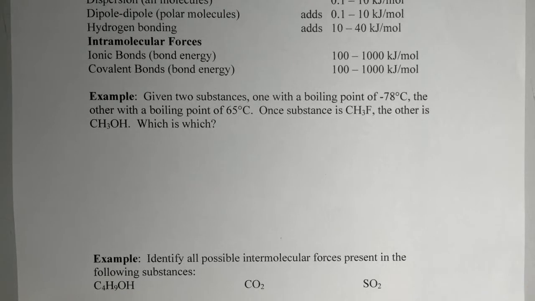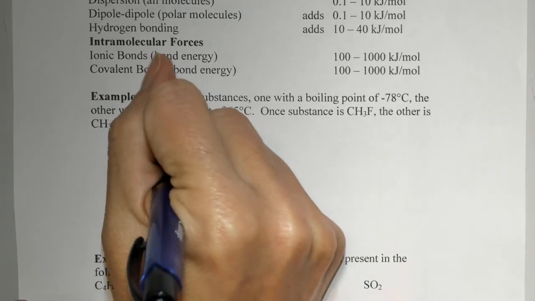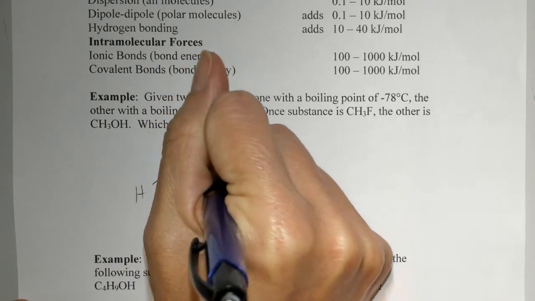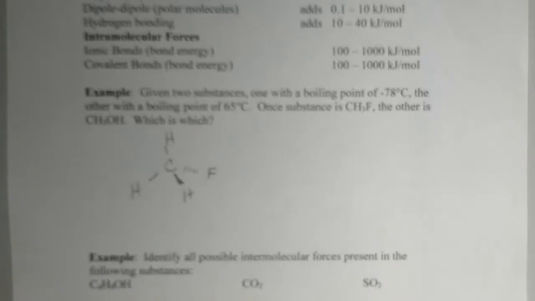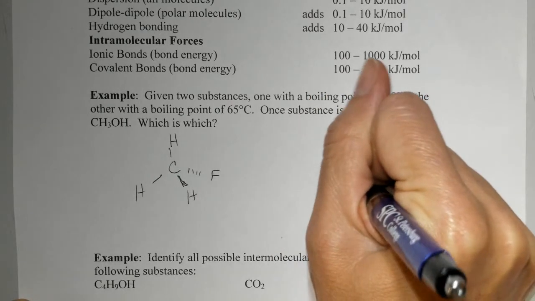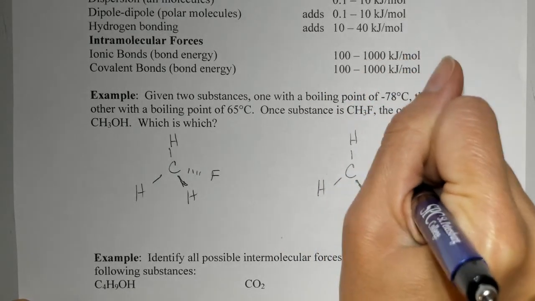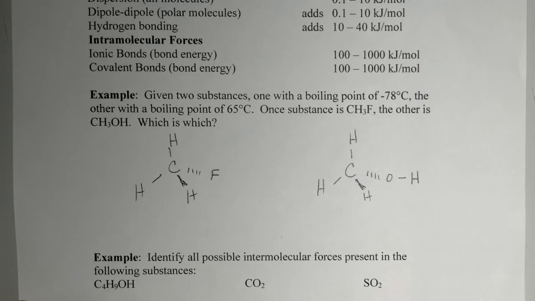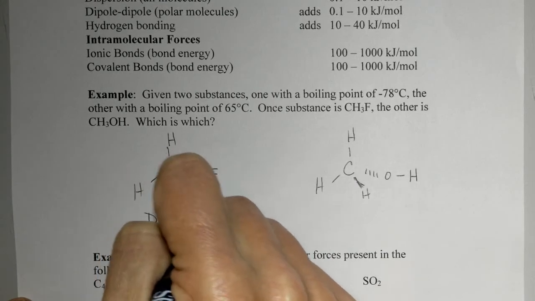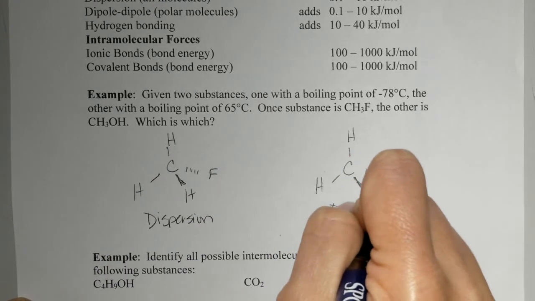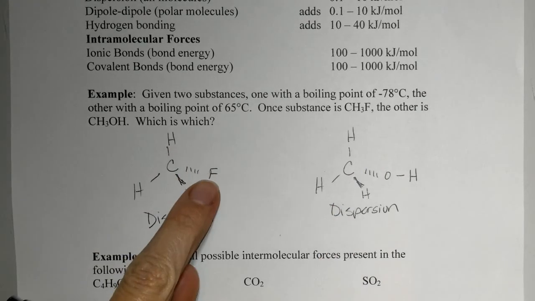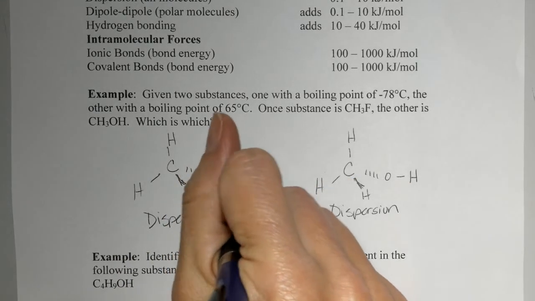All right. So we have to draw our structures, right? VSEPR is important here. So we've got CH3 and then F. So there's my CH3F. The next one is CH3 and then OH. All right. So what type of forces do we have here? Both of them have dispersion. So we look at our molecular weight. We've got 12 plus another 3 is 15 plus 19. We're about 36 grams per mole.